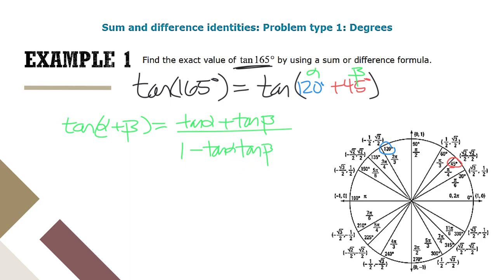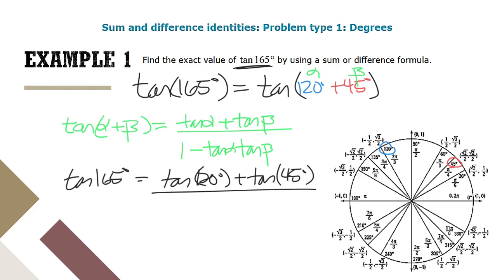So nice. This tangent of 165 is going to be equal to the tangent of 120 degrees plus the tangent of 45 degrees, all over 1 minus the tangent of 120 degrees times the tangent of 45 degrees. So we're multiplying that.